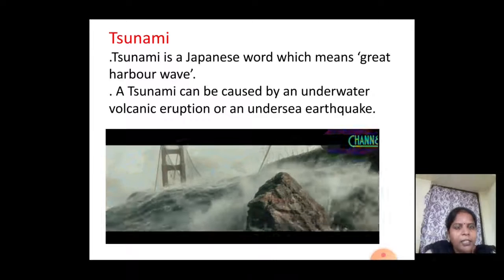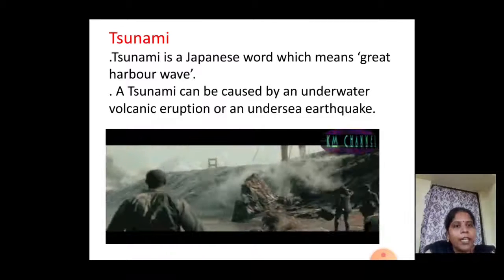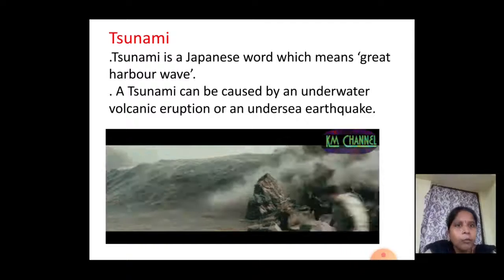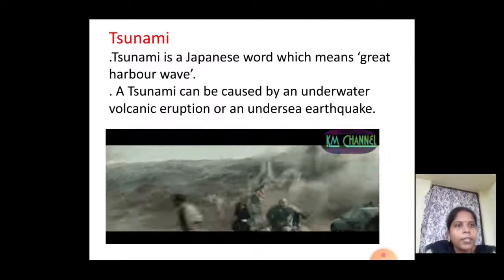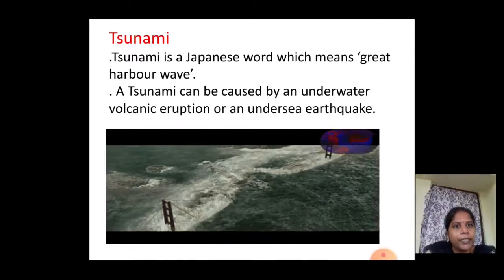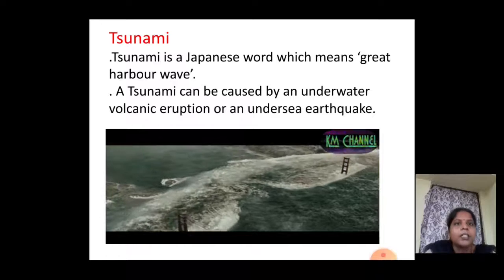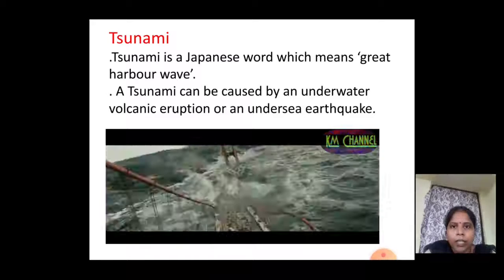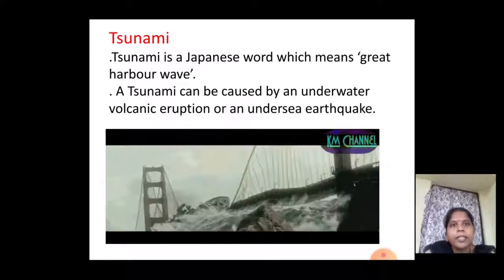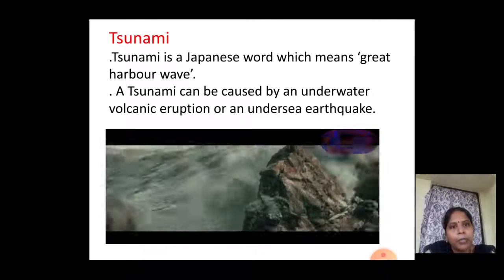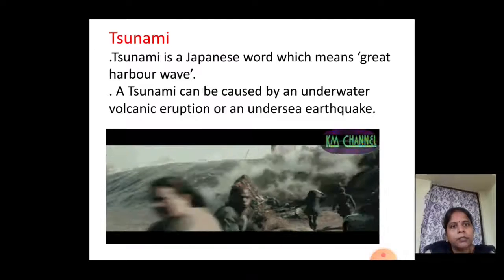So children, in this class we have learned about some of the rapid changes of the earth, that are volcanoes, earthquakes and tsunami. Okay children?